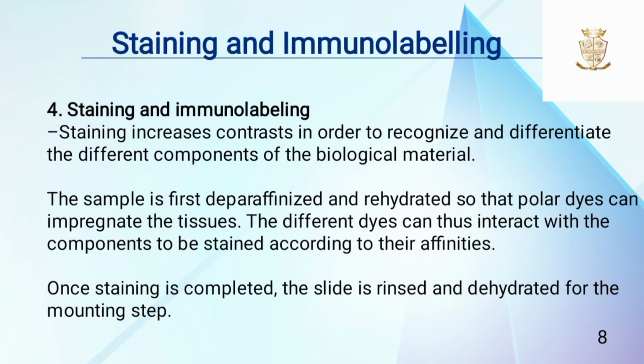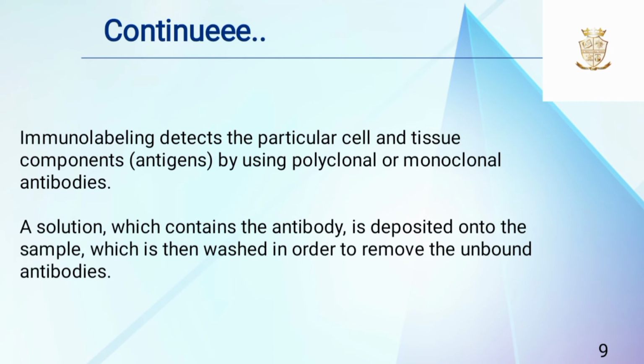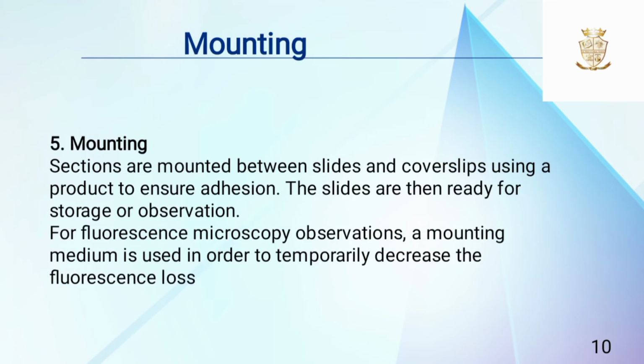Staining increases the contrast in order to recognize and differentiate the different components of biological material. The sample is first deparaffinized and rehydrated so that the polar dyes can impregnate the tissues. The different dyes can thus interact with the components to be stained according to their affinities. Once staining is completed, the slide is rinsed and rehydrated for the mounting step. The immunolabeling will detect particular cell and tissue components by using polyclonal or monoclonal antibodies. A solution which contains the antibody is deposited onto the sample, which is then washed in order to remove the unbound antibodies. The last and final step of specimen preparation is mounting.